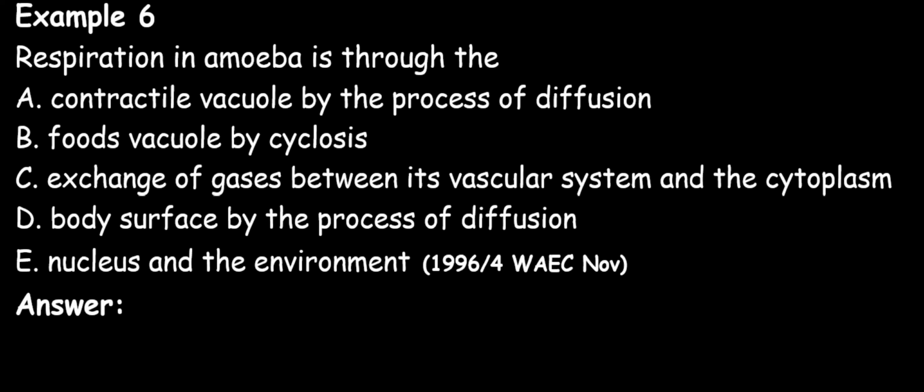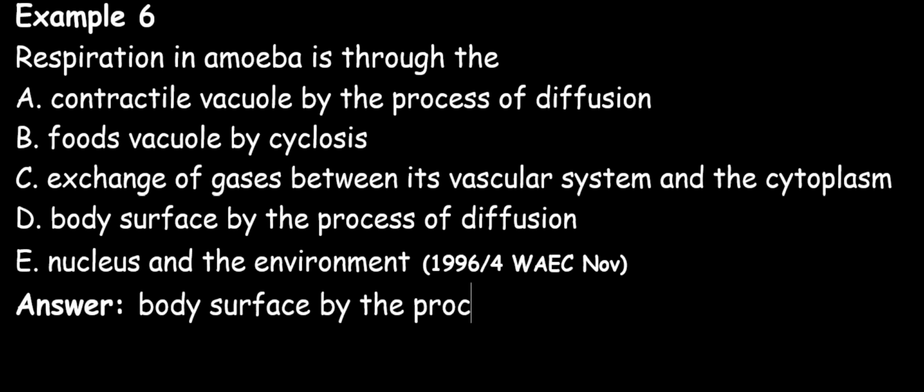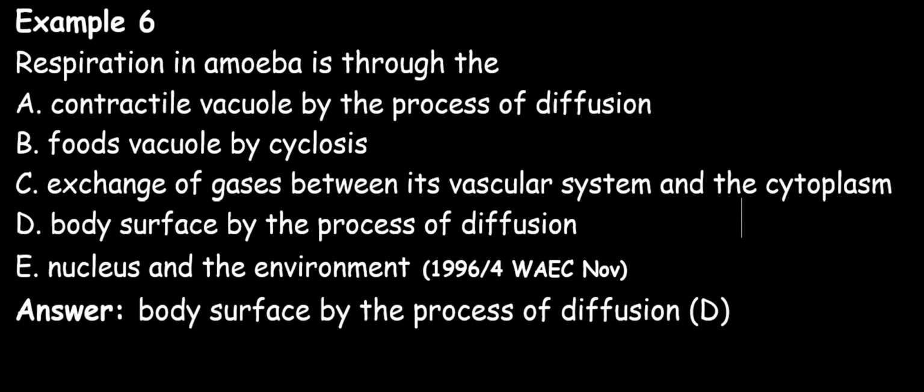So our next question says, respiration in amoeba is through the A. Contractile vacuole by the process of diffusion. B. Food vacuole by cyclosis. C. Exchange of gases between its vascular system and the cytoplasm. D. Body surface by the process of diffusion. E. Nucleus and the environment. The answer to this question is D, because amoeba respires through its body surface by the process of diffusion. It is able to do this because it has a large surface area to volume ratio.